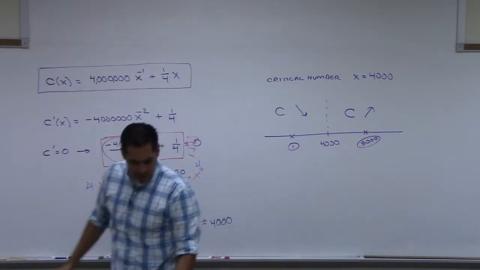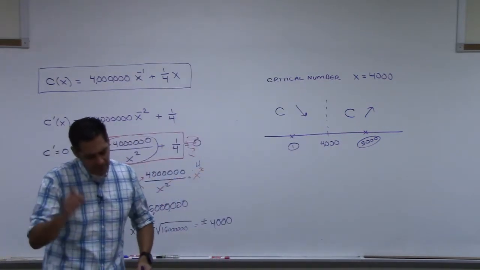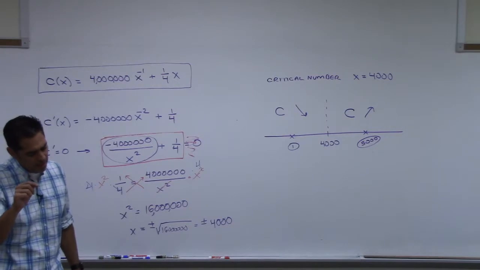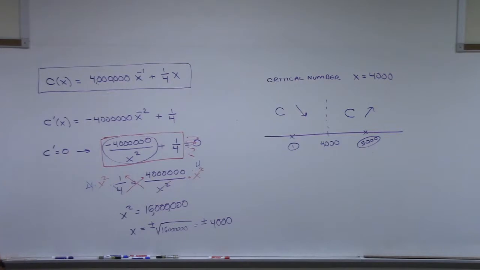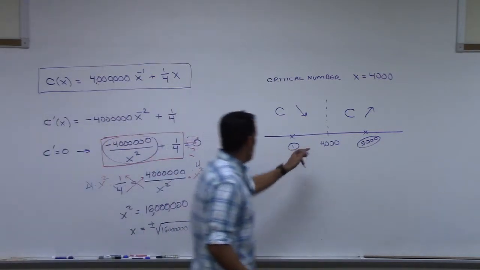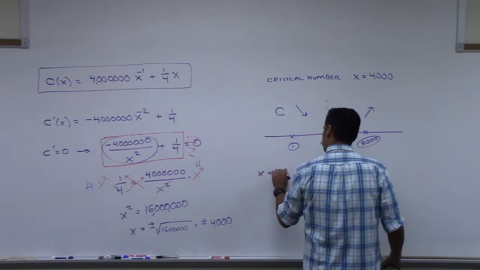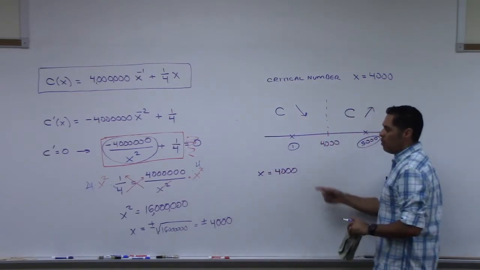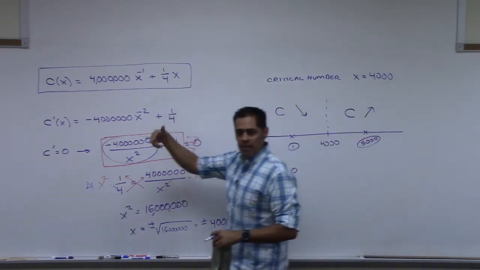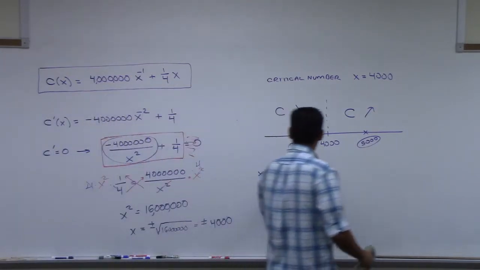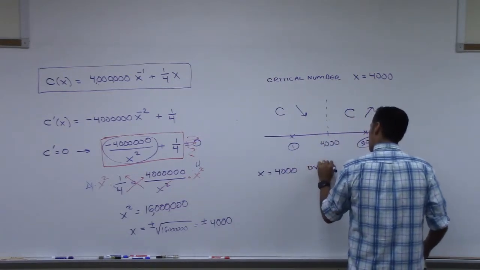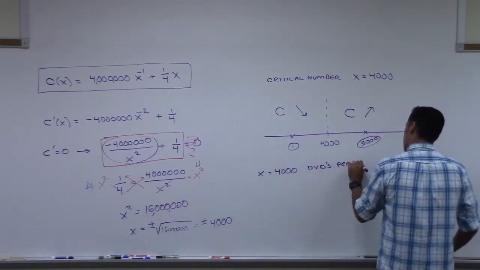Yep. So the question, the way I phrased it to you, is how many DVDs should the company make during each production cycle to minimize the costs? How many should we make? So do we have the answer to that question? Yes, we do, right? Because this is X. X equals 4,000 gives us a minimum. And what was X? X was the number of DVDs we're going to make per production cycle. Got it? So we have the answer: 4,000 DVDs per production cycle.